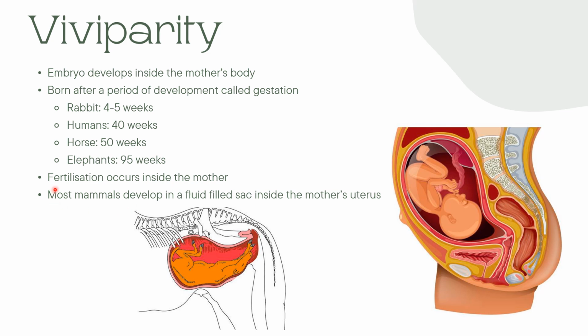So with this type of sexual reproduction, fertilization occurs inside the mother. So the egg and sperm are fused inside the mother, and most mammals develop inside a fluid-filled sac inside the mother's uterus, as you can see here with this horse and with humans.